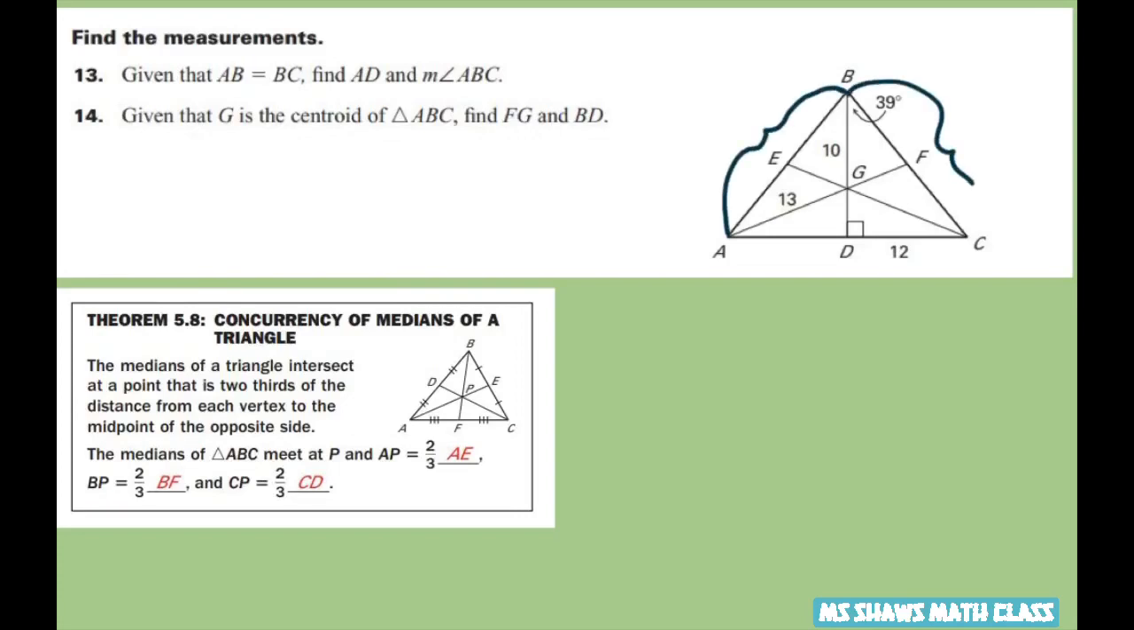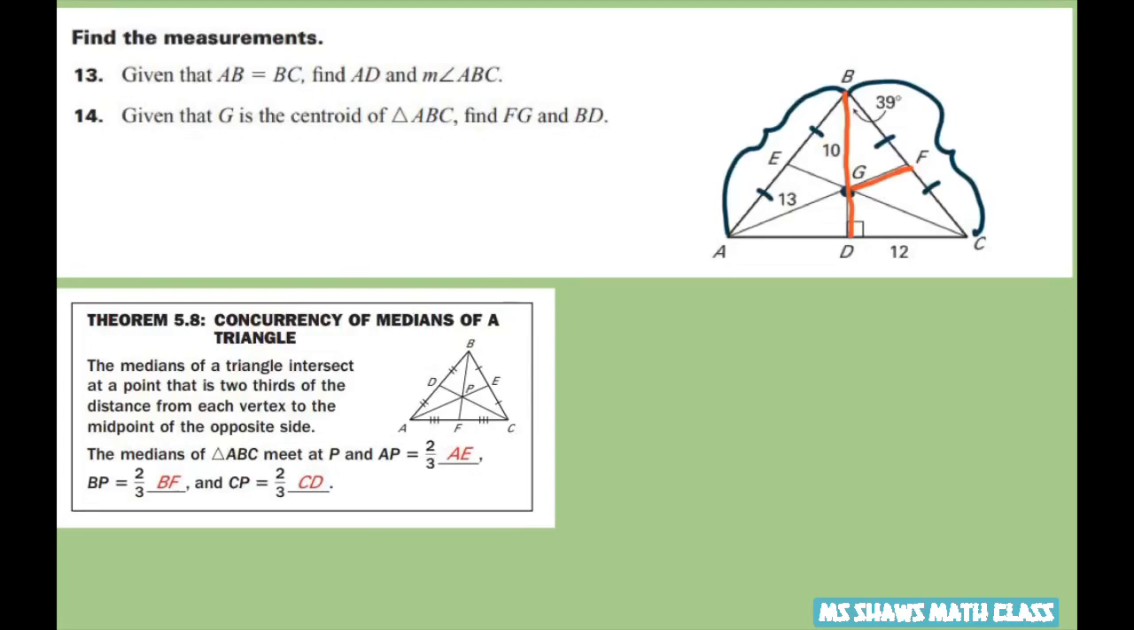Given that AB equals AC, these two sides are congruent. So all these sides are congruent. And we're going to find AD, the measure of angle ABC. And given that G is the centroid, we're going to find FG and BD, this whole length here. And we're going to use the theorem, congruency of medians of triangles.